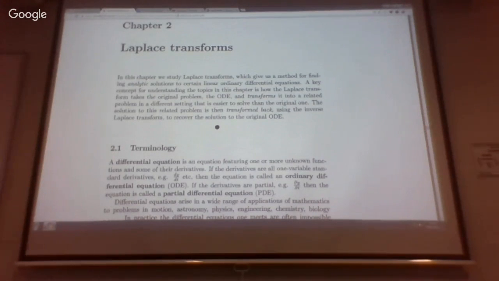So we're leaving to the side for the moment all the multivariable calculus we were doing last term, and we're now going to start a completely different topic, which is called Laplace transforms. And what this is going to mean for us is it's a certain method for solving certain types of differential equation.